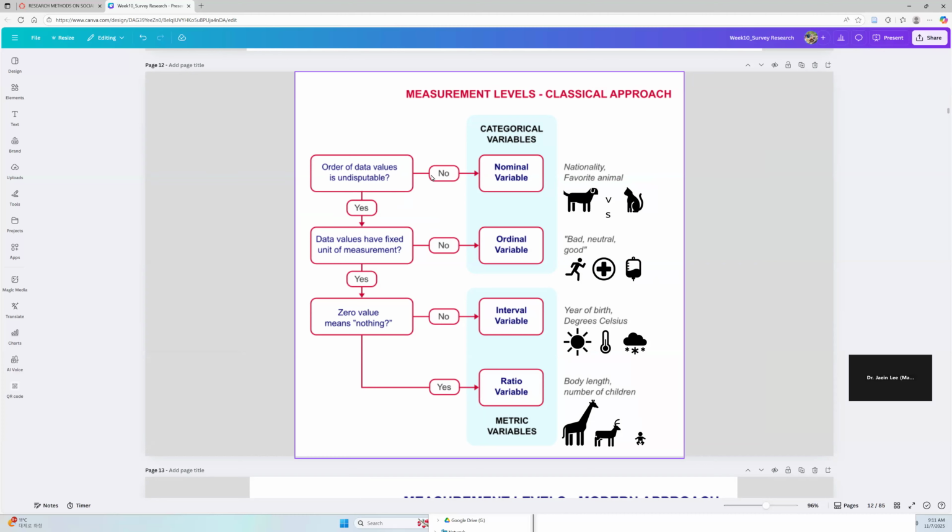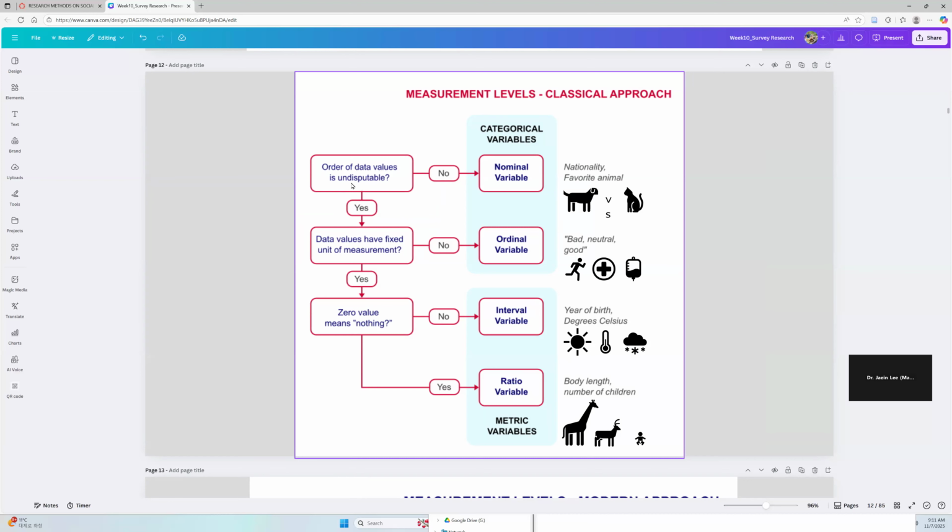So we cannot say that, because the order is not clear. So this is not indisputable, which means this is disputable. It means that it is a nominal variable, because there is not a clear order among those attributes. For example, nationality. If you're Korean, Chinese, or a US citizen, we can classify your nationality, but we cannot say which one is better.